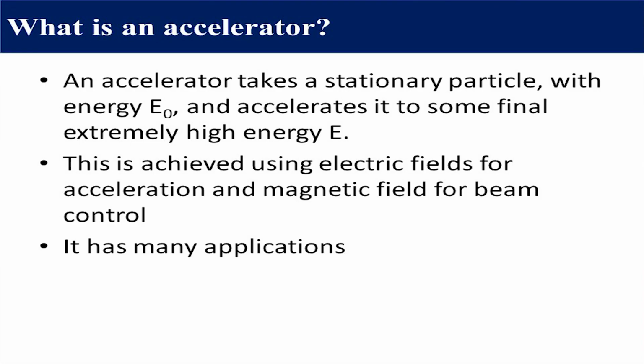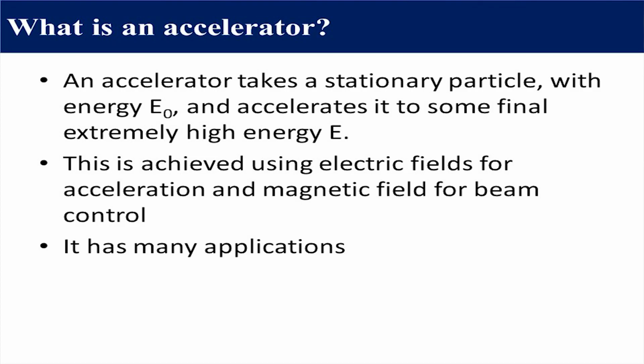So what is an accelerator? You can see a stationary particle. If we apply an electric field, it can gain energy and accelerate to high energy. You can see the extremely high final energy we can get after applying the electric field. This is achieved using an electric field for acceleration, and we can also apply a magnetic field to control these ions. So this is the basic concept of an accelerator.